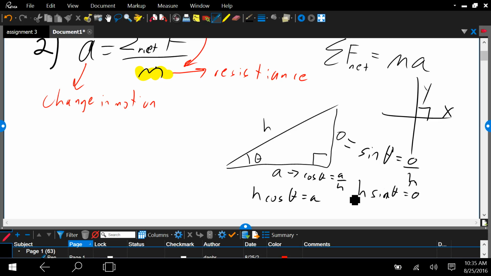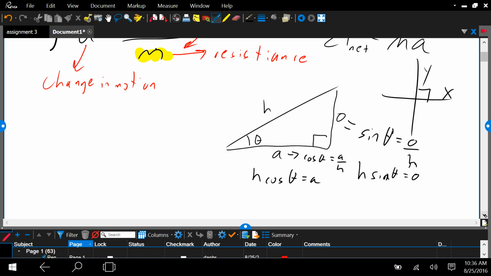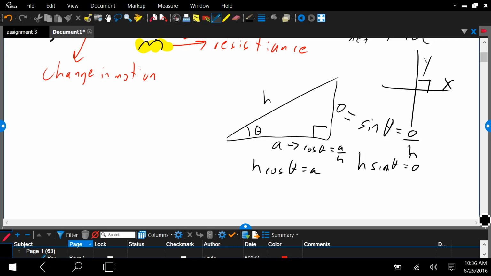We're going to use this idea quite a bit, and one area specifically is to break up our weight vector into components, okay? So I'm going to teach that skill here quickly, and then we'll jump back and actually work some problems. So here is an inclined plane.